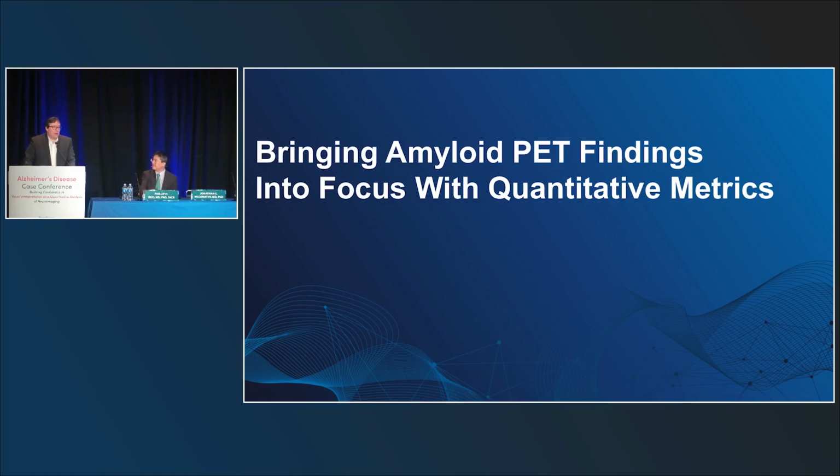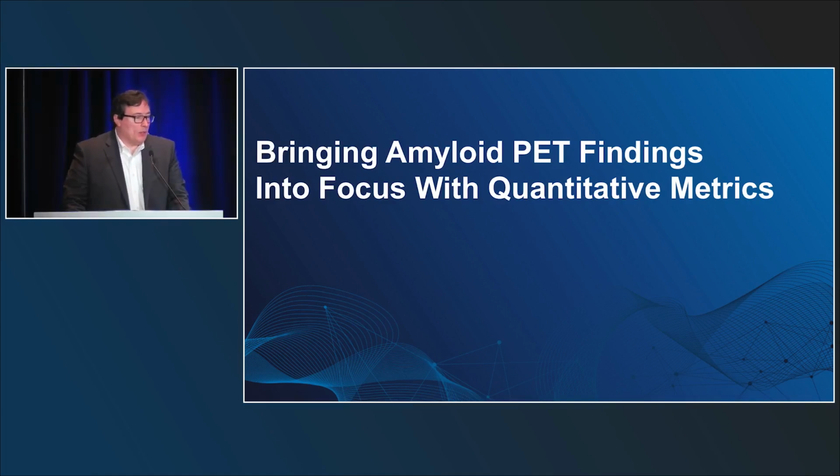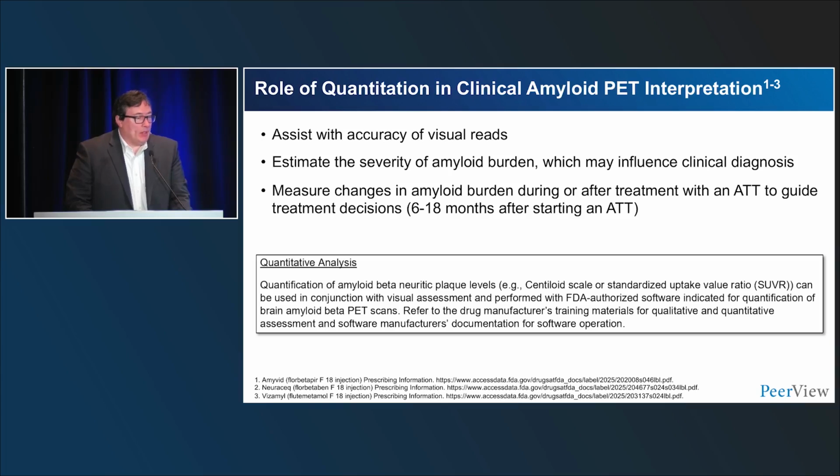Thanks, Phil. I'm going to build on Phil's excellent presentation to talk about how we can use quantitation in amyloid PET to improve our interpretation and make treatment decisions. So what are the roles of quantitation for clinical amyloid PET interpretation? They can assist with the accuracy of visual reads, so they can make you more confident or help you with cases that are challenging. Importantly, they can estimate the severity of the amyloid burden, which can influence clinical diagnosis, because at very low levels that are abnormal, that may not explain a patient's symptoms.